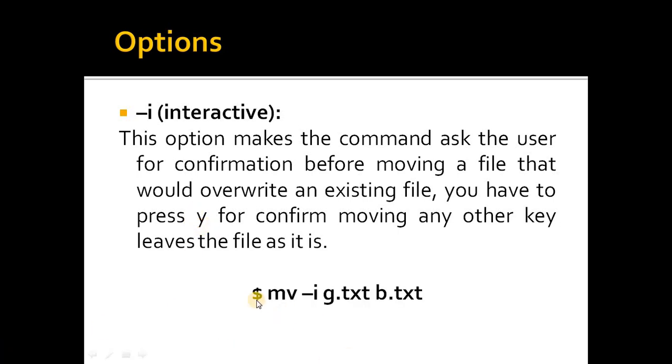So in this case, mv -i g.txt b.txt, we want to change the name of g.txt now to b.txt. In this case, the operating system will ask you whether you want to move it or not. You are sure to move it or not. If you press Y, it will change the name of g.txt to b.txt.